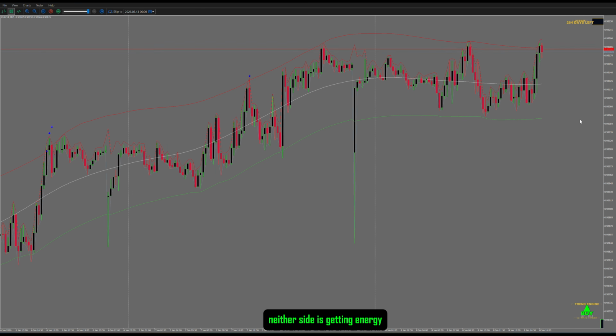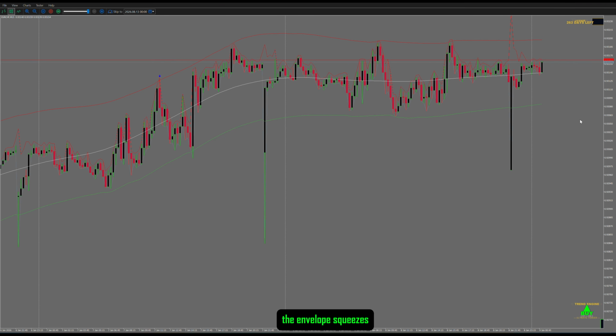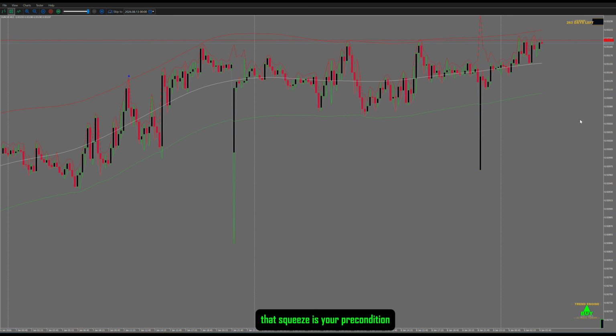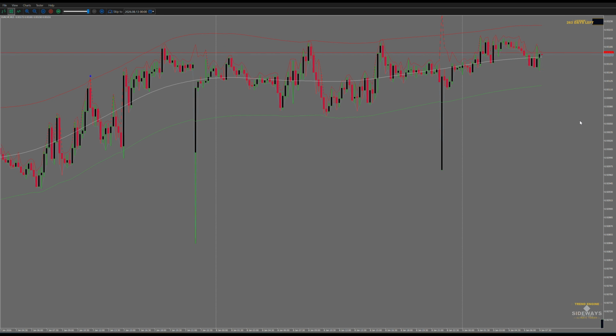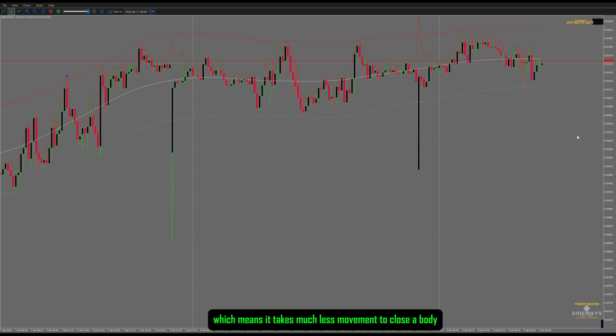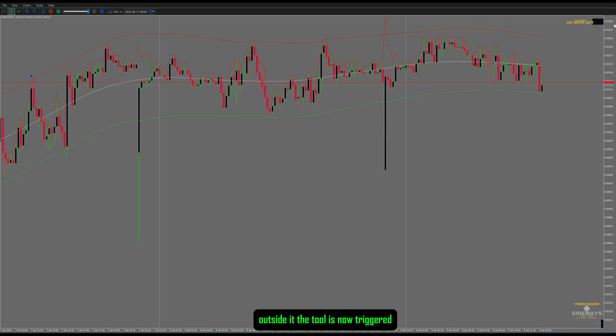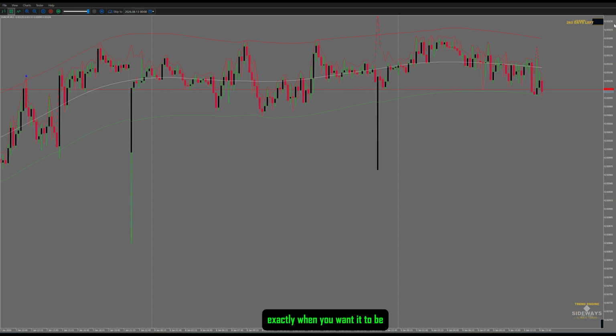Neither side is getting energy. Both bands contract towards the center line. The envelope squeezes. That squeeze is your precondition. A market that has been consolidating has stored energy, which means it takes much less movement to close a body outside it. The tool is now triggered exactly when you want it to be.